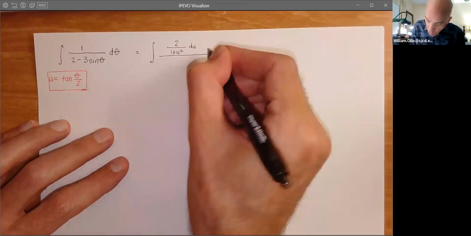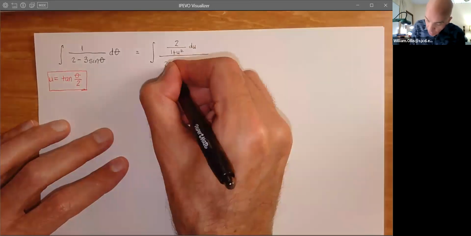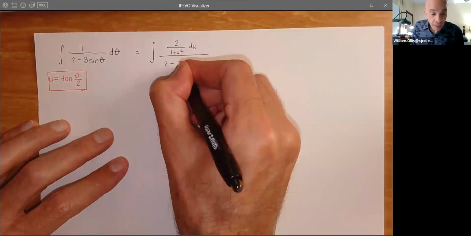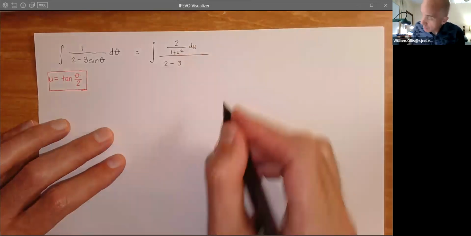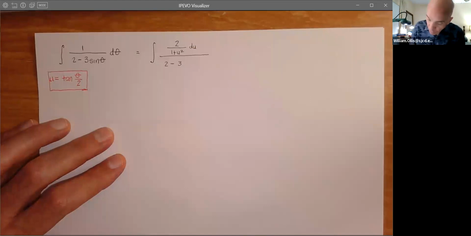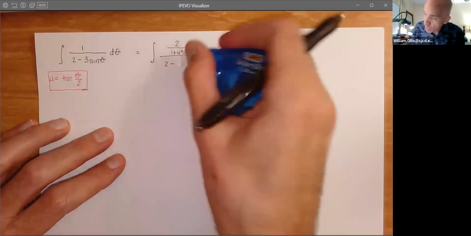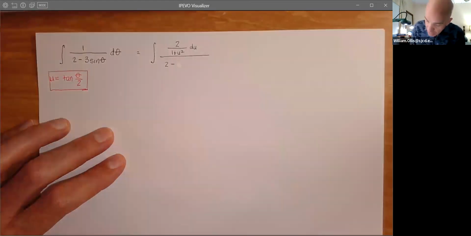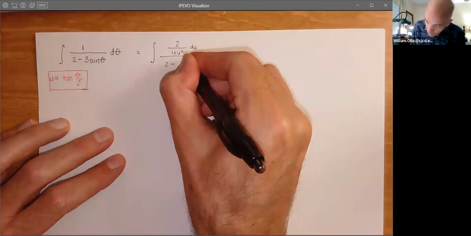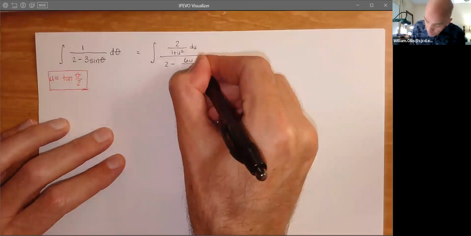And then downstairs we have 2 minus 3. Well, let's see. I don't want to put the 3 there. 3 times 2 is going to be 6. So that's going to be 6u over 1 plus u squared.